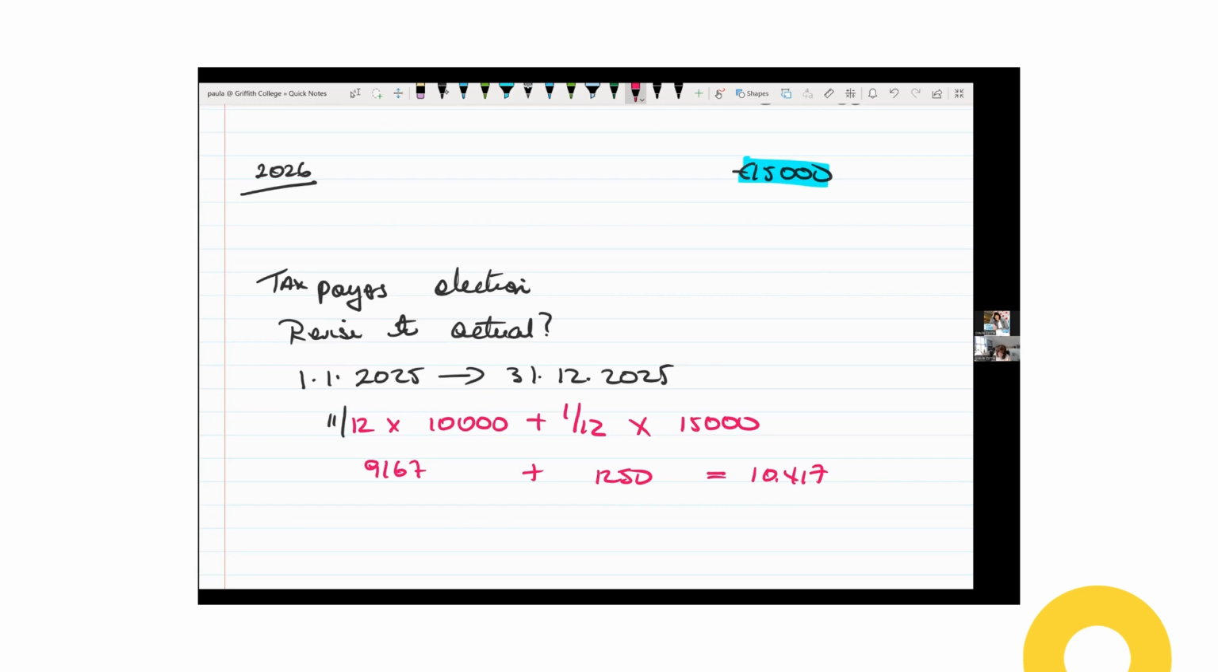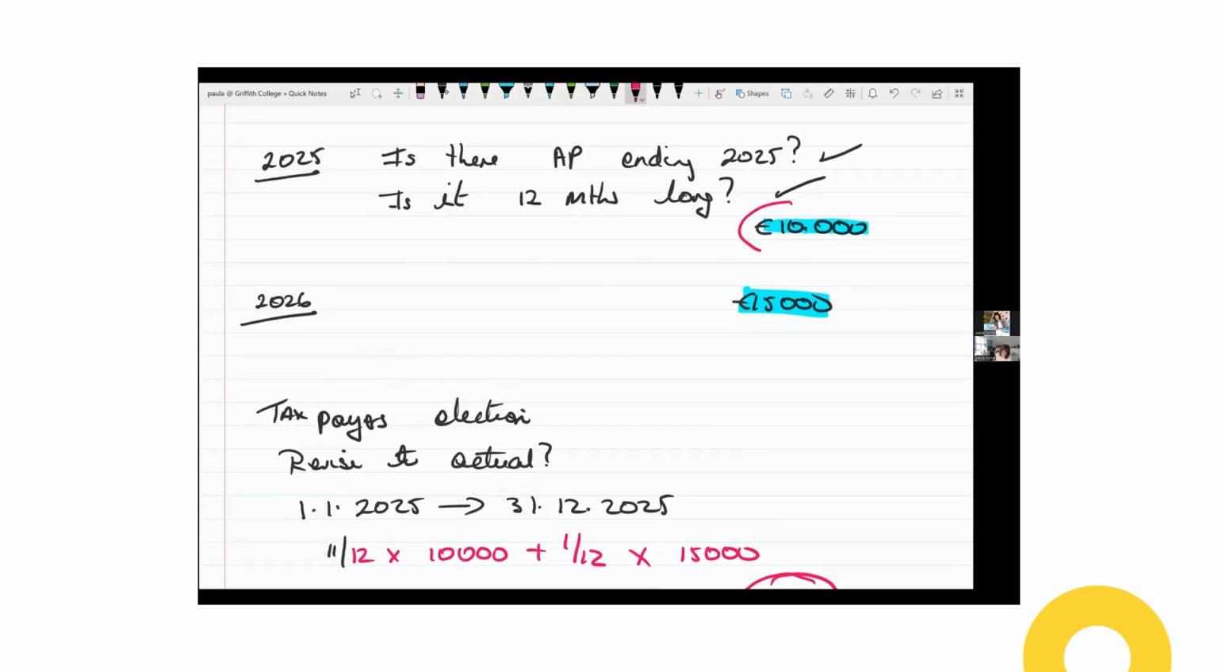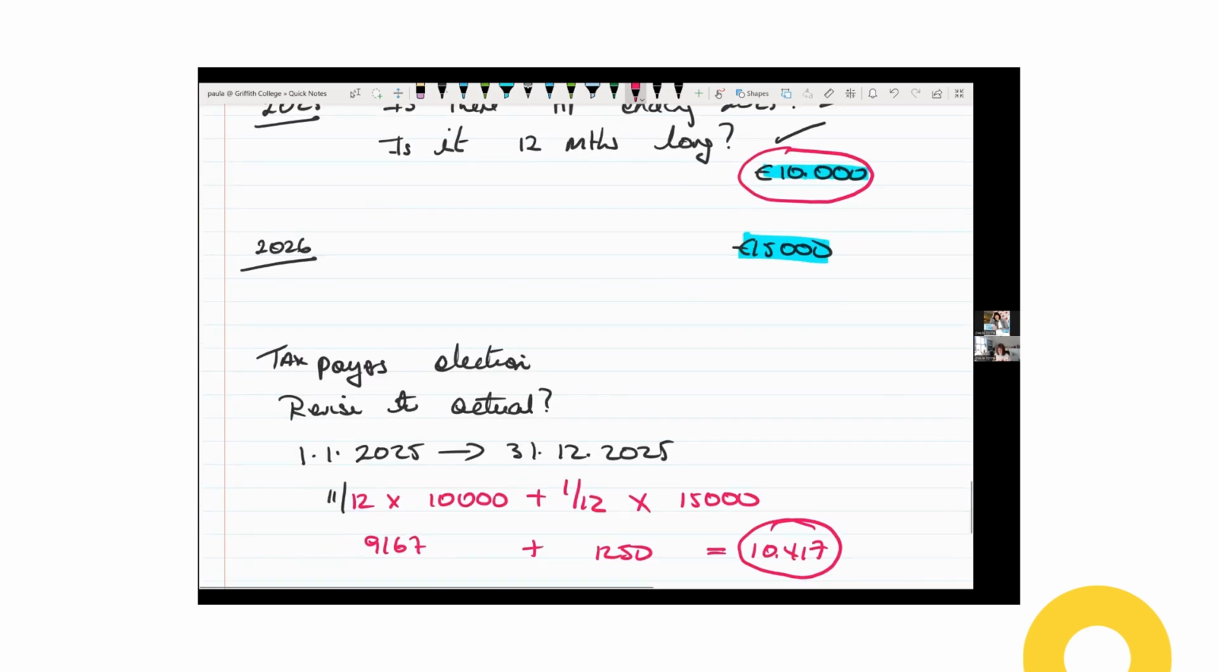So the taxpayer has a choice. The taxpayer can choose to be taxed on the profits that actually incurred on the tax year or on the accounting period. So he can choose to be taxed on 10,000 or 10,417. He will not take the election. He's happy enough being taxed on the 10,000. But you need to know how to test for it.